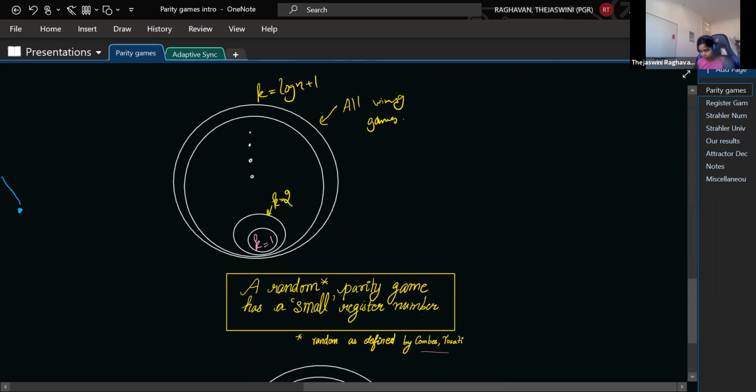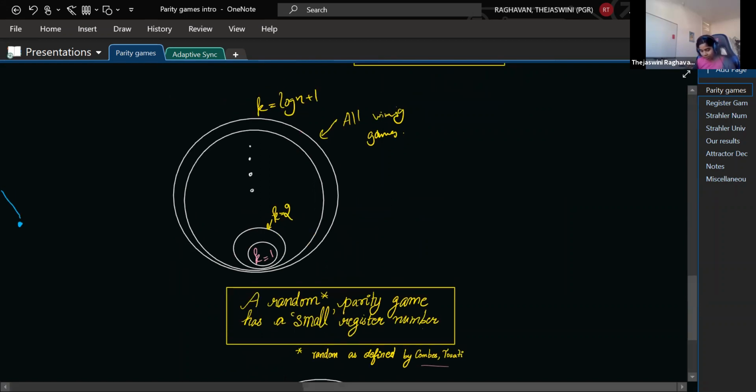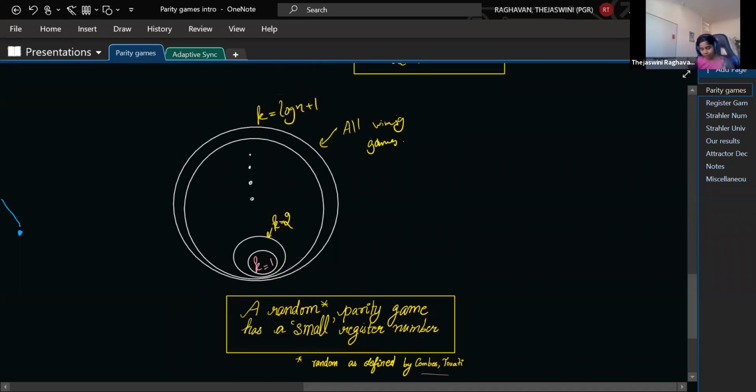We were able to show a cute result, which just says that if you choose a random parity game, with random heavily asterisked, chosen carefully via some methods, it in fact has register number, or this k value, equal to 1. We even had some master students who implemented some version of our algorithm, which showed that most of the real life parity games they were working on have k value at most 3 or 4. So this is definitely a fundamental parameter.